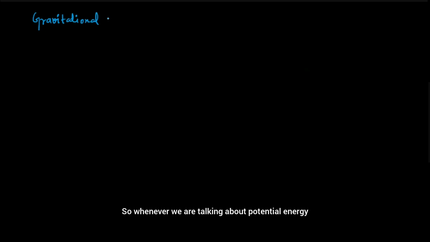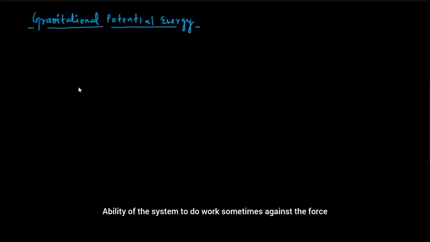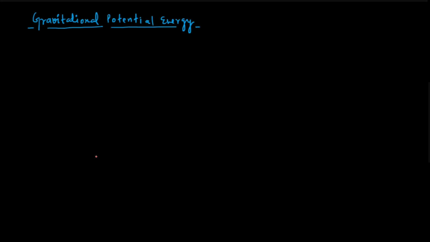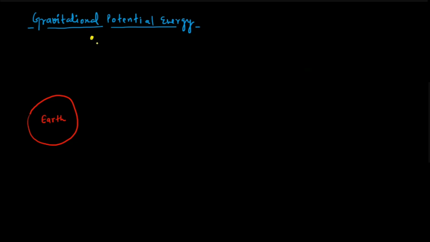Whenever we are talking about potential energy, we need to understand that potential means ability to do something. So whenever we're talking about any potential energy, it means the ability of the system to do work, sometimes against the force and sometimes with the force. For example, suppose this is a planet, and let us assume it as Earth. If there is a mass far away at infinity, we assume.